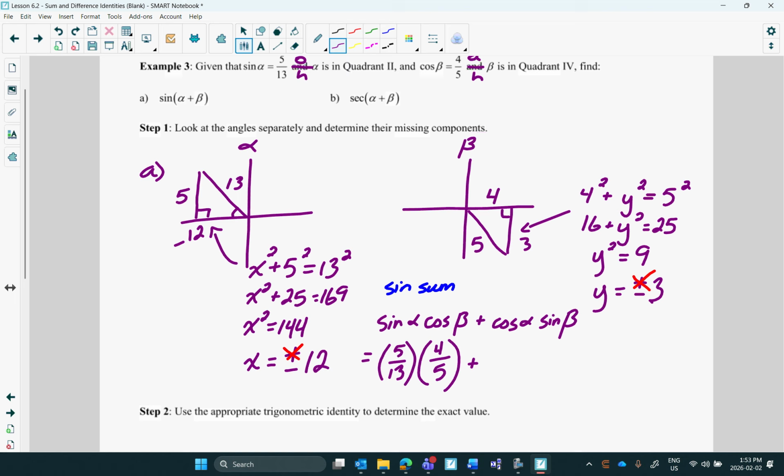What's cos alpha? Now I got to go to my triangles. Here's alpha. What's cos alpha? Negative 12 over 13. -12/13. And what's sine beta? Negative 3 over. Oh, sorry, yeah, that should be negative. -3/5. Good. And now you got to multiply those and add them.